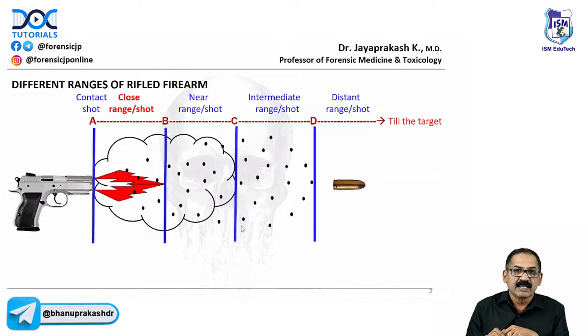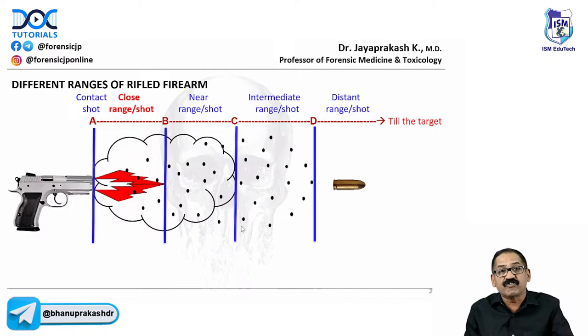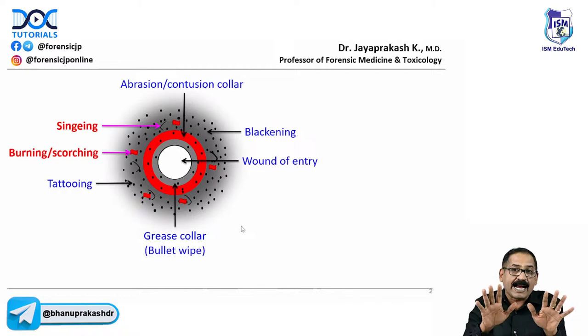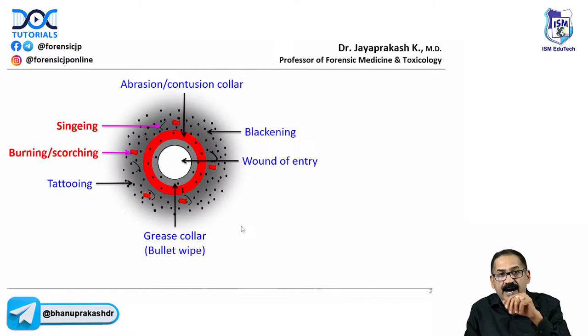Now coming to the close range. Close range means within the reach of the flame. Same as near range, there is wound of entry, abrasion collar, grease collar, tattooing, blackening. But in addition to that, there is singeing of the hair and burning or scorching of the skin.